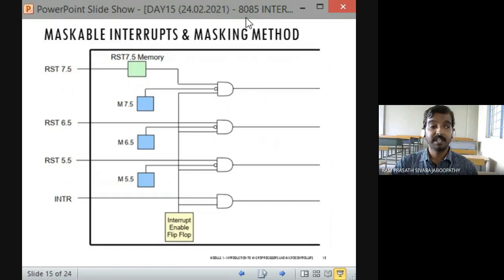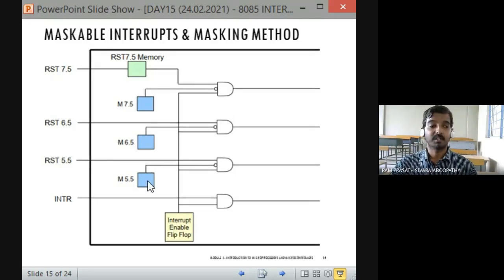So this is the way to mask the interrupt. Let us see what we can do to mask RST 7.5. Either you can set these mask bits RST 7.5, 6.5, 5.5. If you set the mask bit, you will be having zero logic here. Correct? If I put the mask bit as 1, what happens to the input going here? The AND gate inverting input is what goes. Correct? So it becomes 0. So all the interrupts will get masked if the corresponding bits are set.